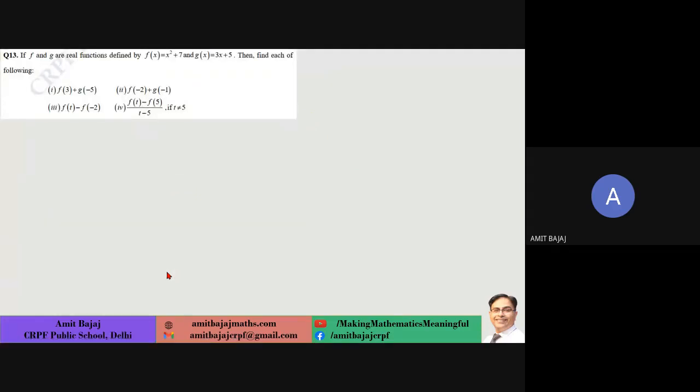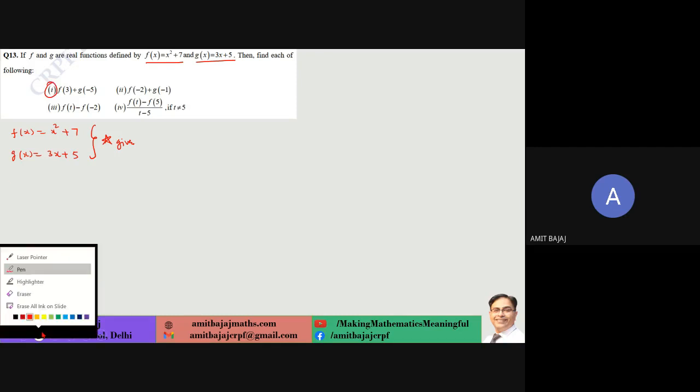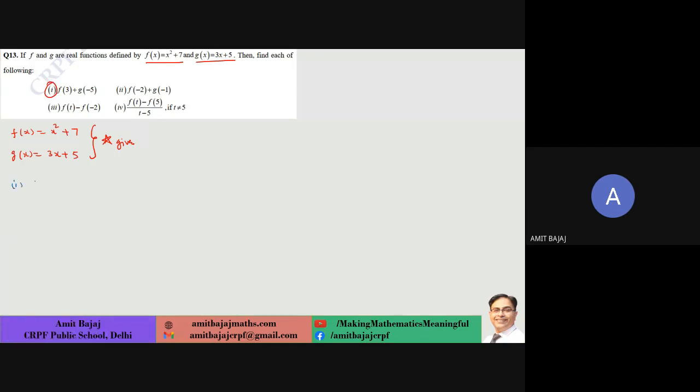Check out this question. I have taken some important ones from the assignment. F and G are real numbers. This is the definition already given to me: f of x is x square plus 7 and g of x is 3x plus 5. Find the following values. First part, f of 3 plus g of -5.